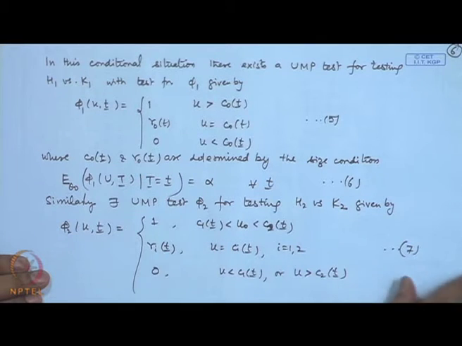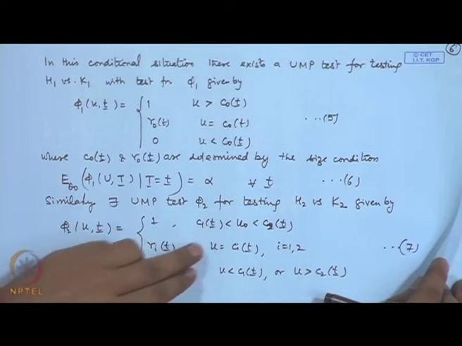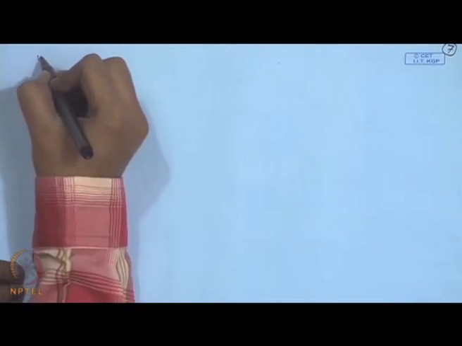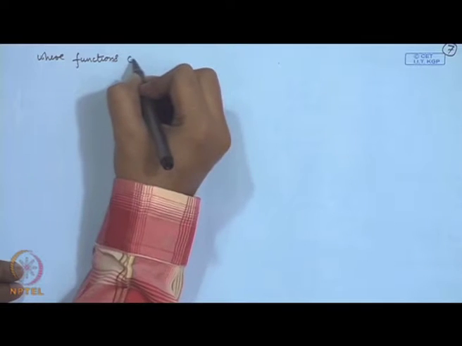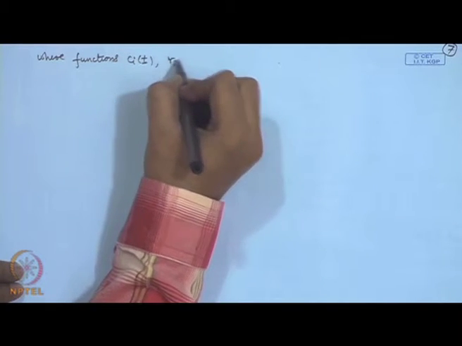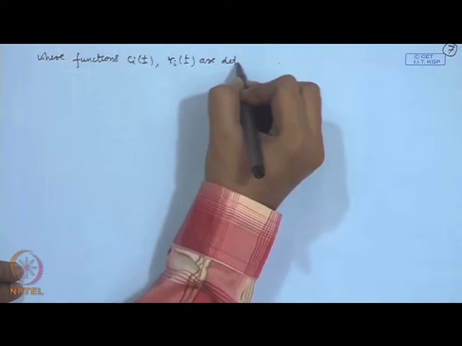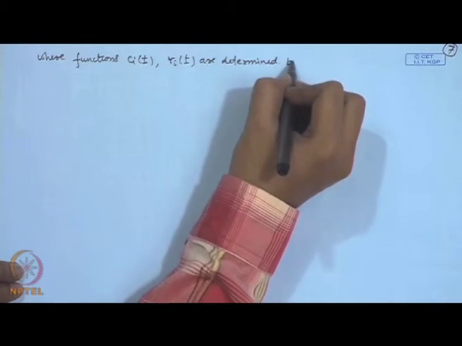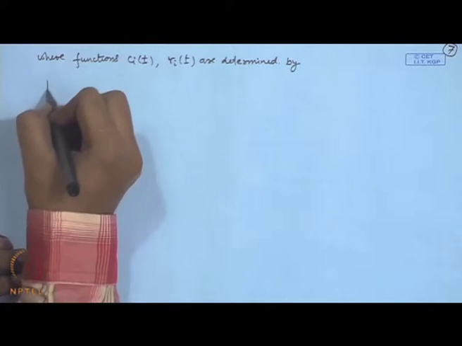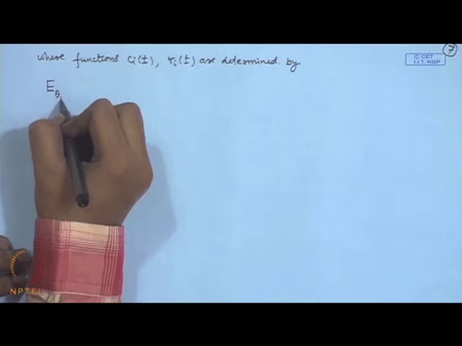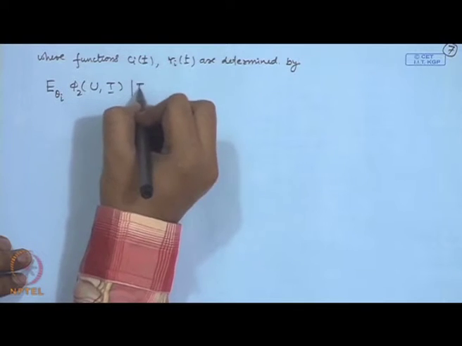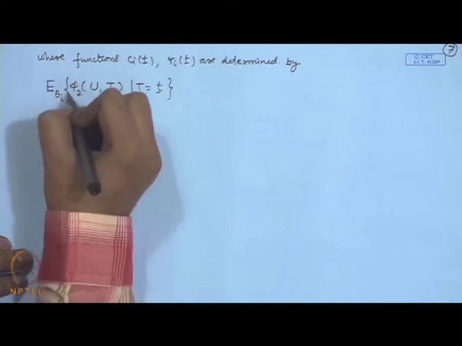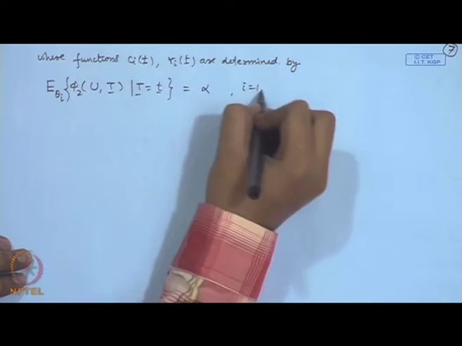And once again the functions C 1, C 2, gamma 1, gamma 2 are determined by C i of t and gamma i of t are determined by expectation of phi 2 of (u, t) given T equal to t, this is equal to alpha for i equal to 1, 2.